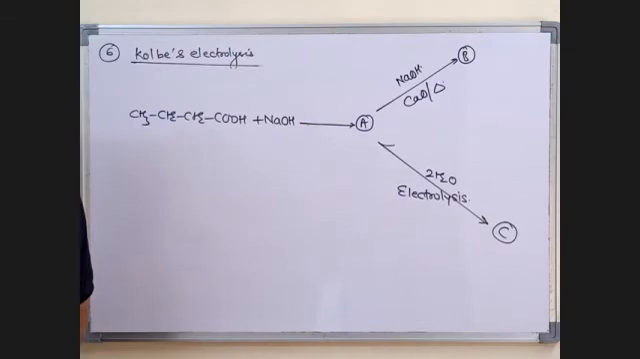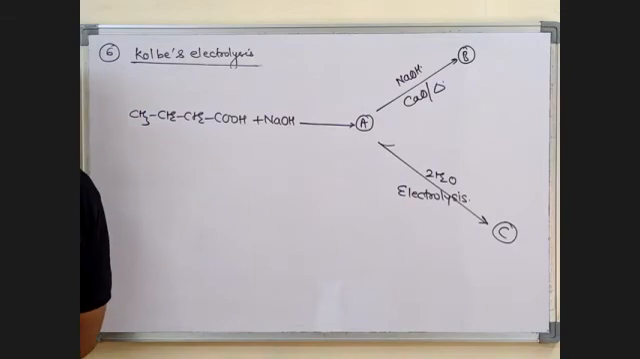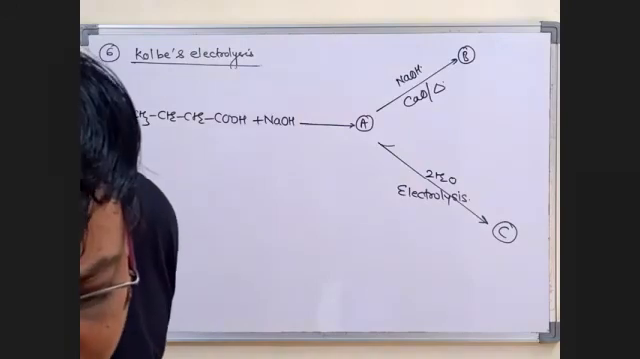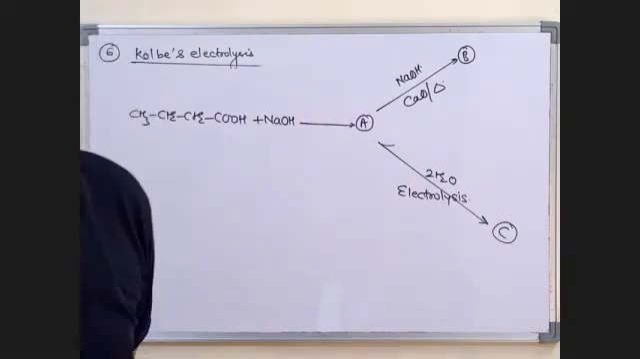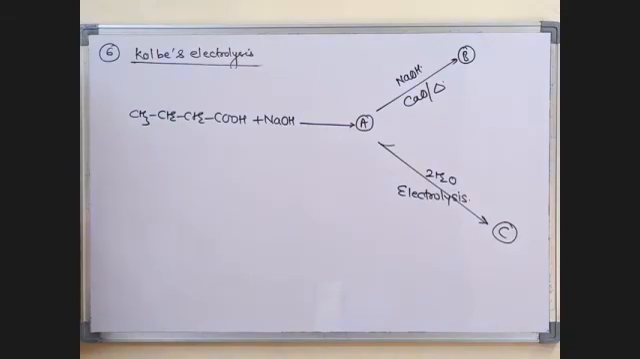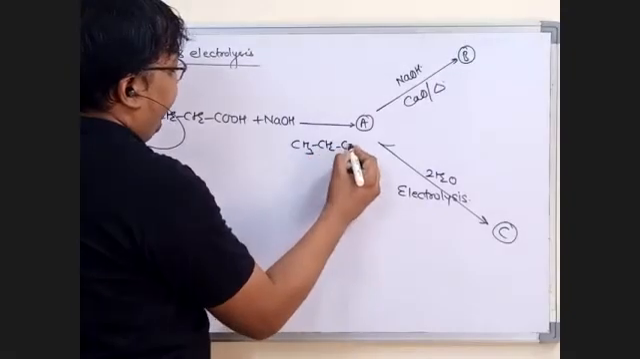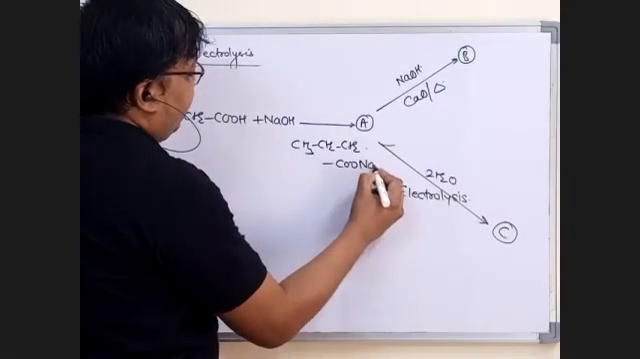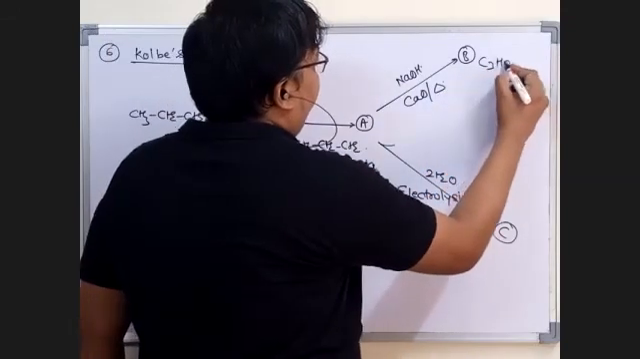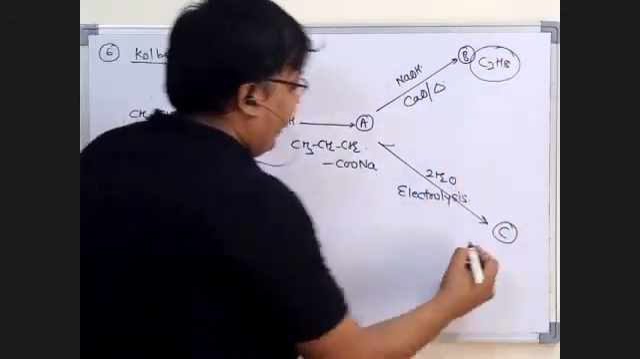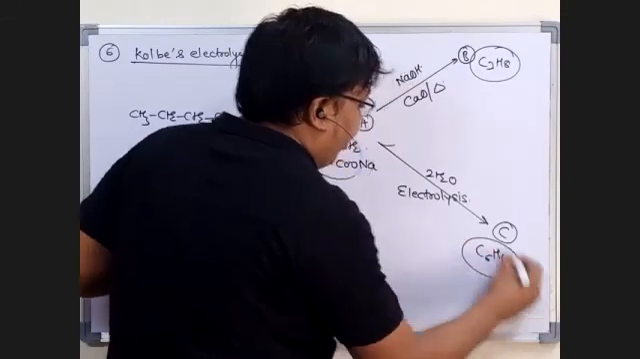How many students know this answer? Come on. A, B, C. You write in B and C only alkane, not byproducts. Tell me, Anushka Doshi. A will be CH3CH2CH2COONa. Very good. B will be propane. Very good. C will be hexane. Very, very good, students. I'm very proud of you.